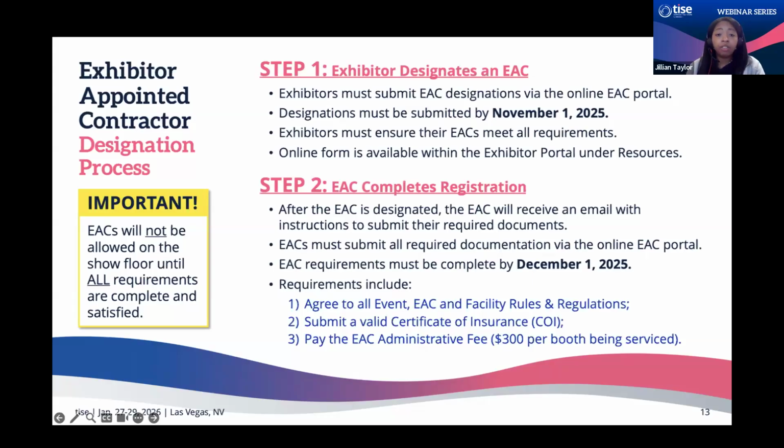As mentioned, this is a two-step process. The first step is for the exhibitor to designate an EAC so we know they are officially working on your behalf. You must submit that designation by November 1st, which is coming up here shortly, and ensure that your EAC follows through with completing the registration. And the online form is available within the exhibitor portal under resources in the EAC section. Step 2 is the EAC must complete the registration. After you have designated the EAC, they will receive an email with instructions and a link to submit all of their required documents.